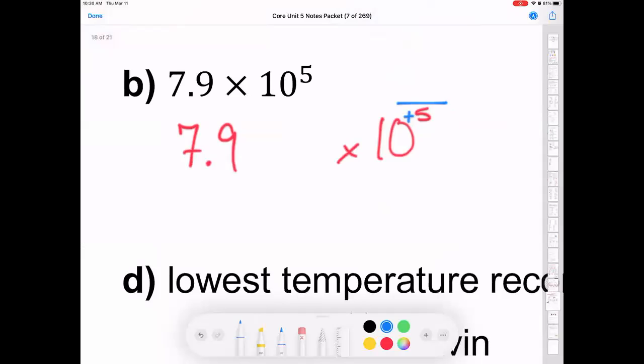So as a result, you're going this way, a total of 5 places. So we're going to take our decimal and go 1, 2, 3, 4, 5. Put your decimal. And then anywhere you see those little bumps, just like normal, you throw in those zeros.